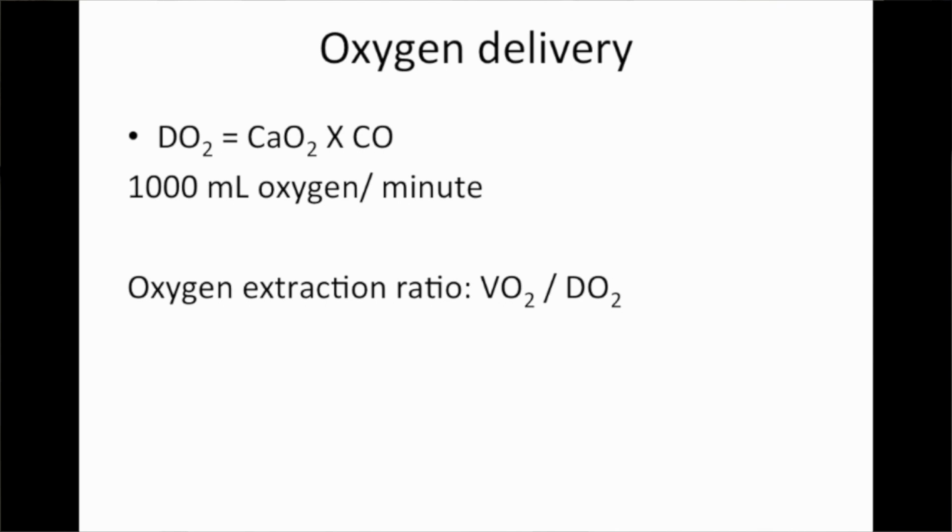This leads us to a discussion of what's called the oxygen extraction ratio, and as you can see here on the slide, VO2 divided by DO2. Of all of the oxygen that is delivered, how much is consumed? And the normal value for that is between 25 and 30%. This value goes up in issues like cardiogenic shock.